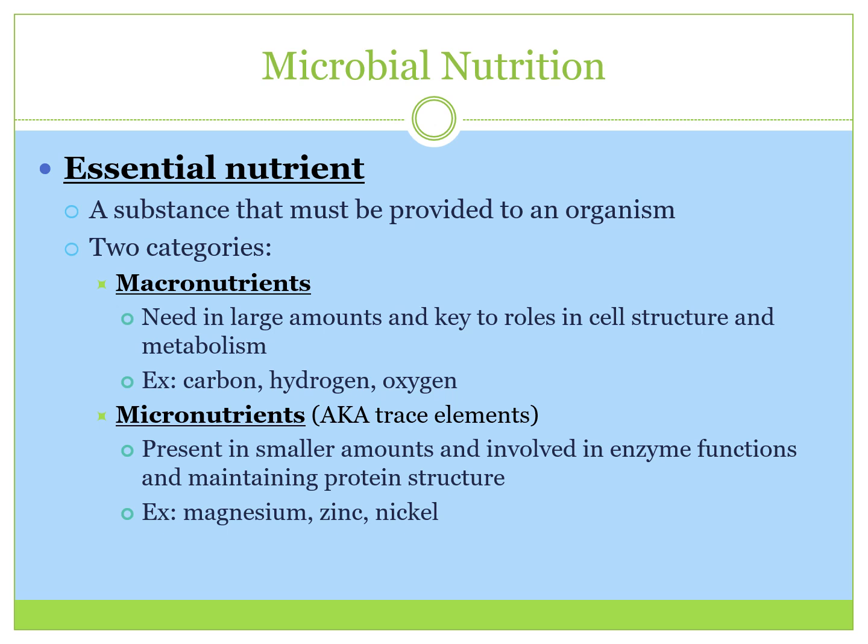So with macro meaning big, think of needing a lot of these elements like carbon, hydrogen, for our cells specifically oxygen. For micro elements, these are going to be known as trace elements, and from the term micro, we know that means little. This means that you need just a smaller amount of these elements, such as magnesium, zinc, nickel. A good example for humans is iron. We don't need a whole lot of iron in our diets, but you can become iron deficient if you do not have enough iron in your diet.